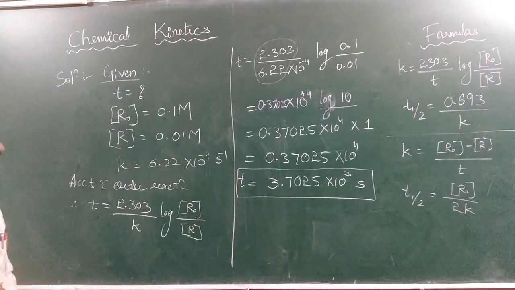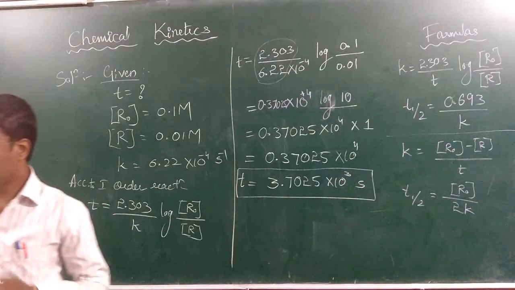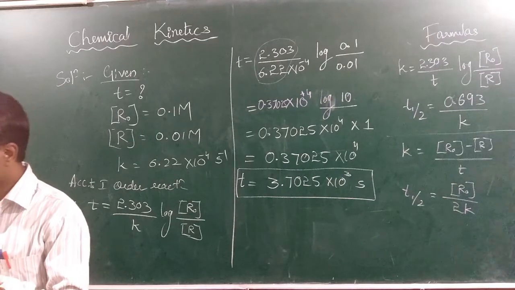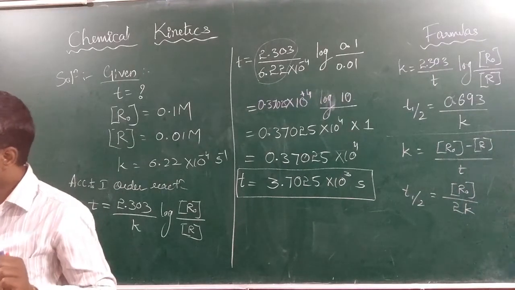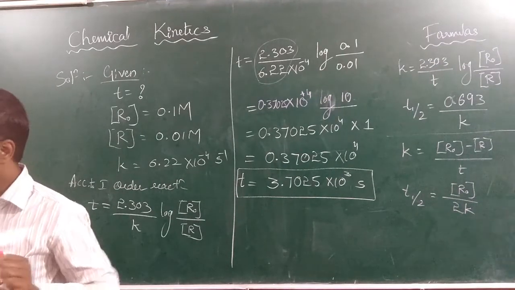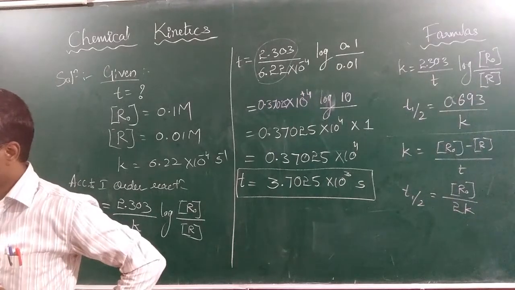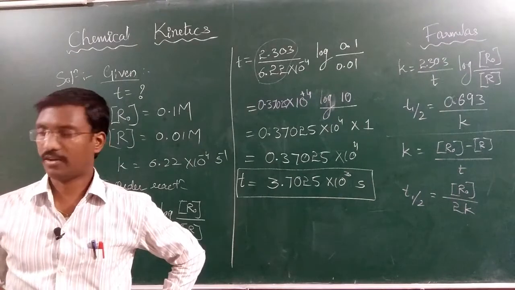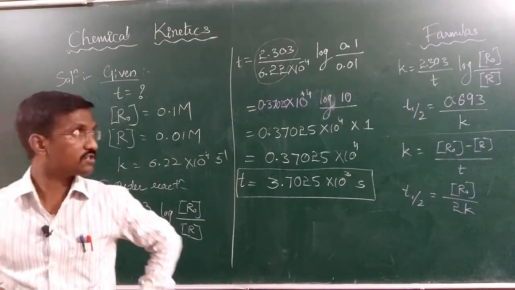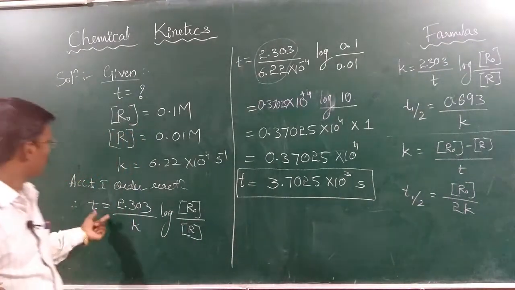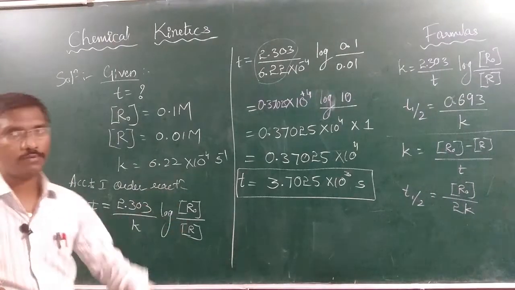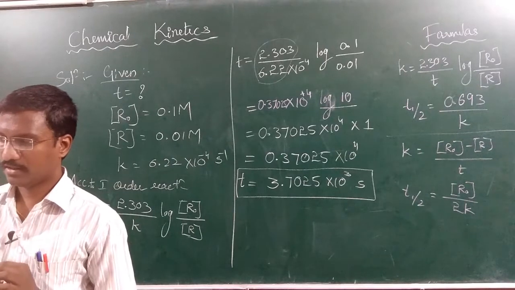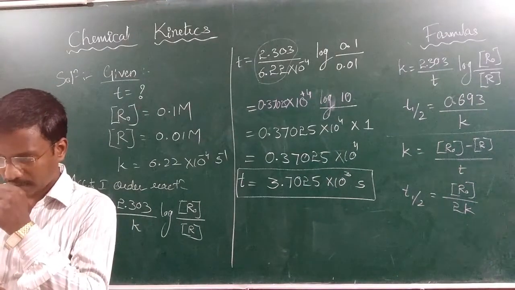And we will move to the next one. So the second one is very easy because you are able to solve it. Here they asked you to calculate the half-life of a first order reaction. First you have to calculate the rate constant to calculate the half-life. Therefore, using the same formula, you have to calculate the K value. After calculating the K value, you have to calculate the half-life of the first order reaction. So I hope you can understand this one very easily.